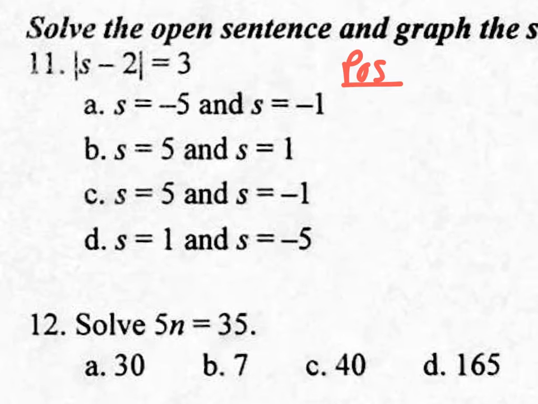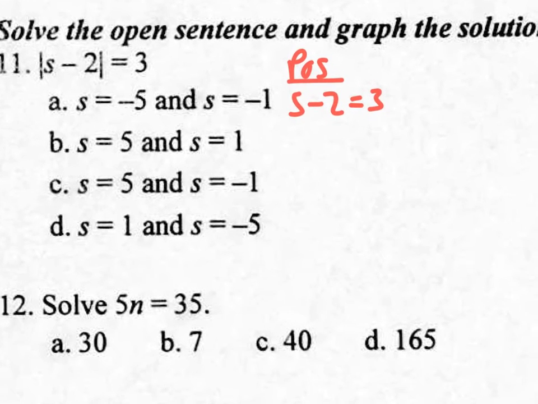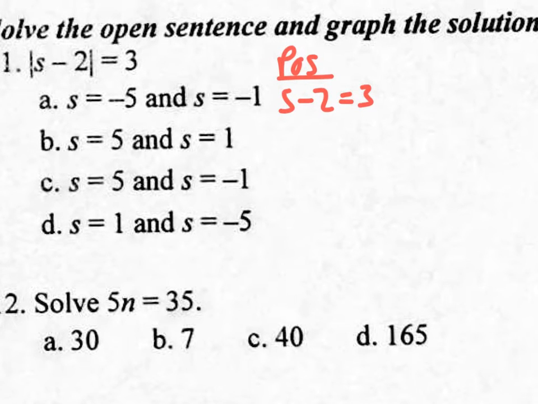Positive situation would be rewriting it exactly the way it is without the absolute values. So you're going to have s minus 2 equals 3. That's a positive situation. Now the negative situation is almost the same exact thing. The only difference is that you have to flip the inequality symbol, but it's an equal sign. So if you flip the equal, it still says equal. And also change the sign of the right side.